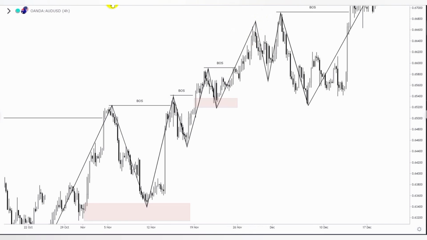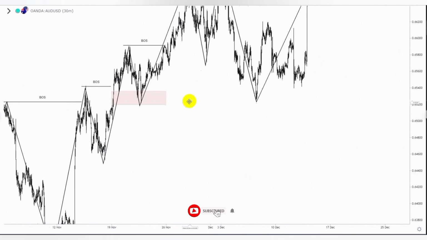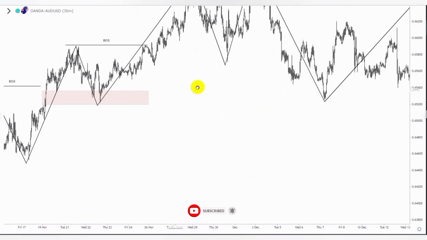So let's drop to the 30-minute time frame to actually look at this zone. Because you can see here, you just have a pullback leg. You don't have a bearish structure being formed here. So let's drop to the 30-minute time frame to see if we're going to see a bearish structure formed within this pullback leg. So now you can see this is the 30-minute time frame.